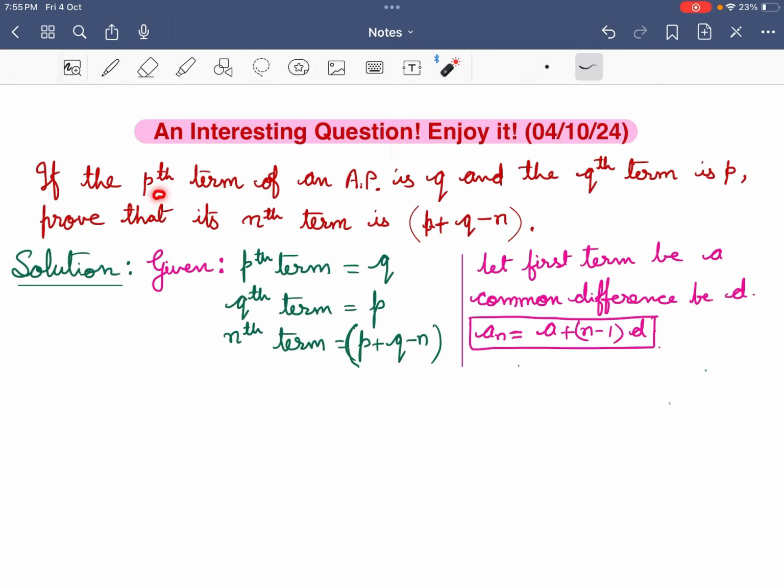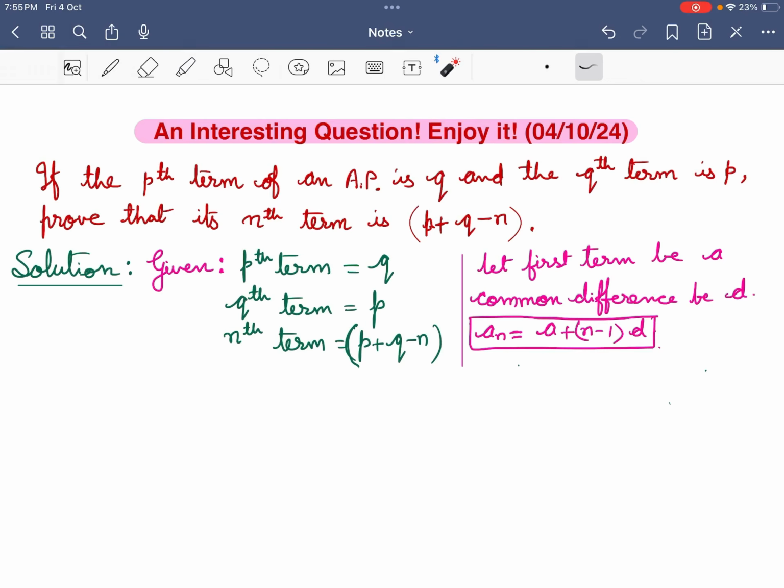And the question is, if the pth term of an AP is q and the qth term is p, prove that its nth term is p plus q minus n. It is given that the pth term is equal to q, the qth term is equal to p, and the nth term is equal to p plus q minus n.